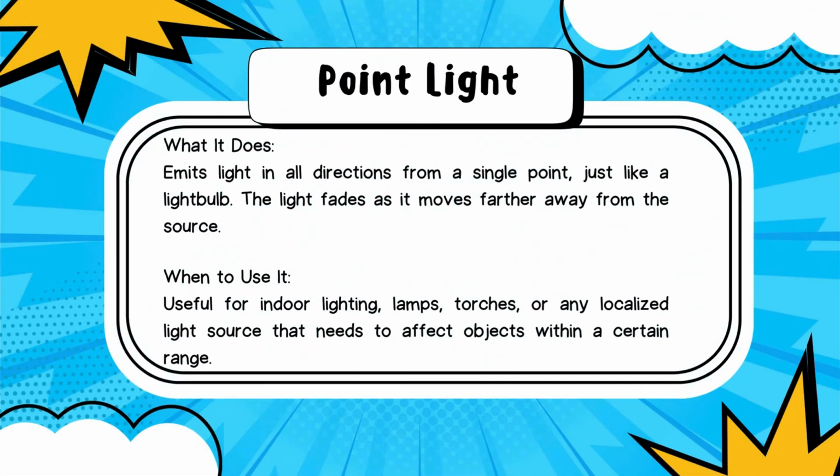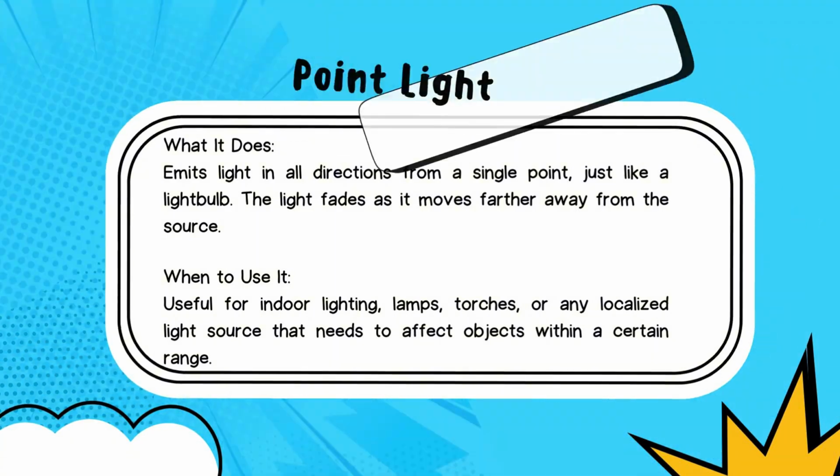Point light. What it does: emits light in all directions from a single point, just like a light bulb. The light fades as it moves farther away from the source. When to use it? Useful for indoor lighting, lamps, torches, or any localized light source that needs to affect objects within a certain range.